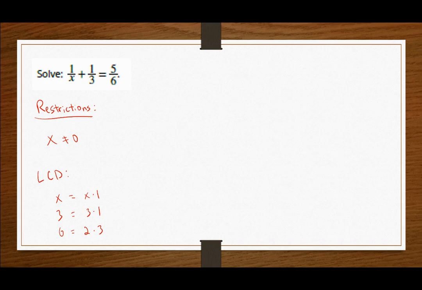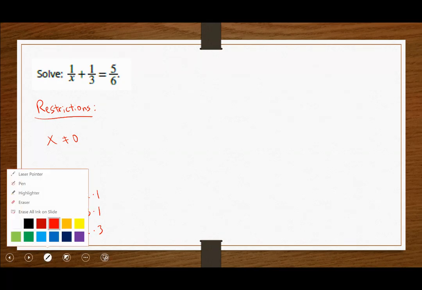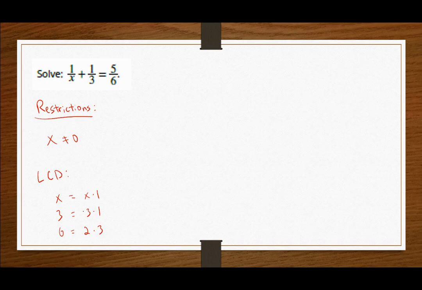So how do I make an LCD out of this? Well, I've got to identify anything that they have in common. For instance, the 3 here, and of course the 1s, which don't really do a whole lot for me. And then we simply multiply the other factors. So there's also a 2 and an x. So my LCD is 6x. And we use this information now to create an equivalent equation that's a lot easier to solve.